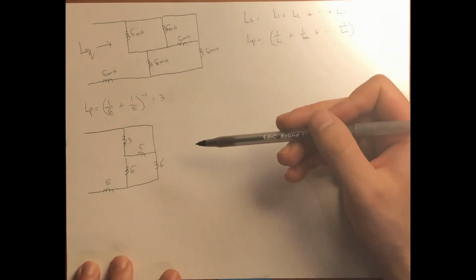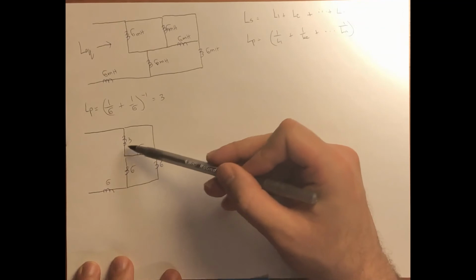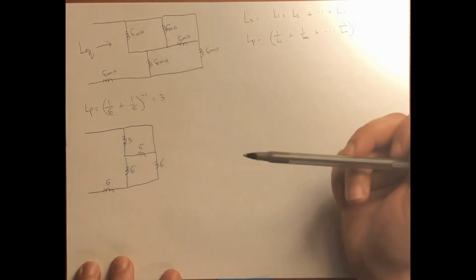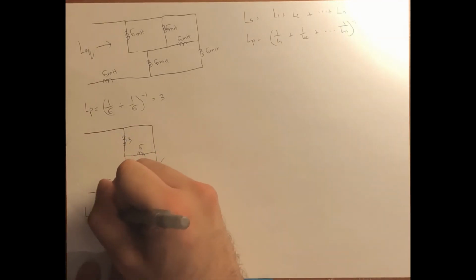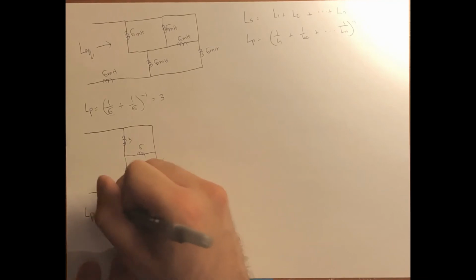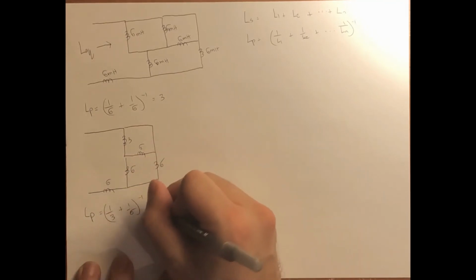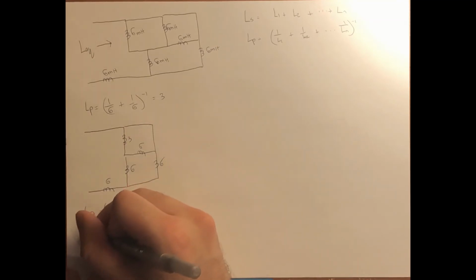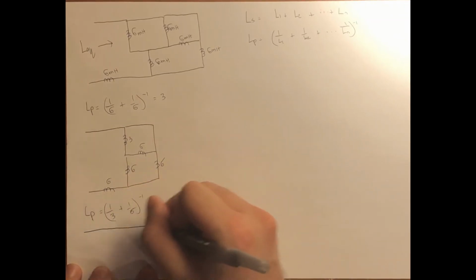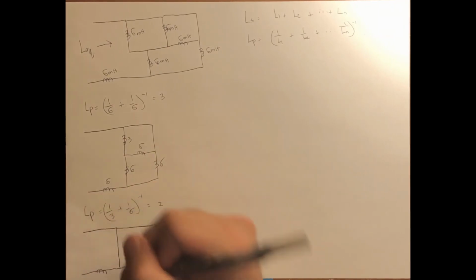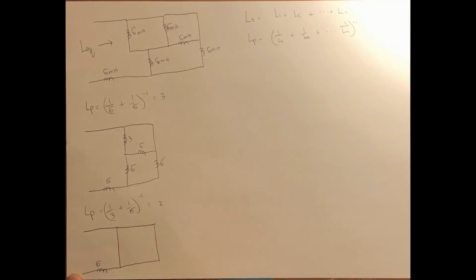Again, if we look at these two right here, these are actually in parallel, because these nodes are the same and this node is the same. So again, we use the parallel inductance formula, and we get 1 over 3 plus 1 over 6, inversed. That comes up to 2. So we're able to redraw the circuit again, and we end up with something that looks like this, where we have 6 millihenries.